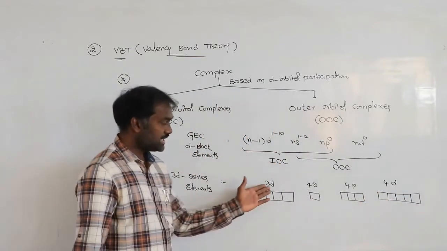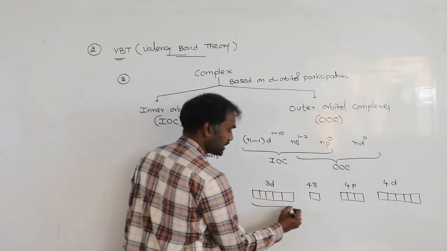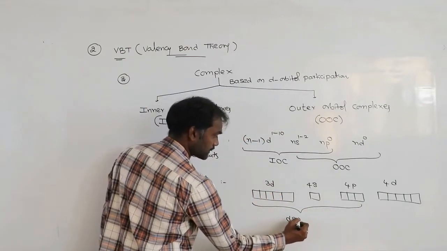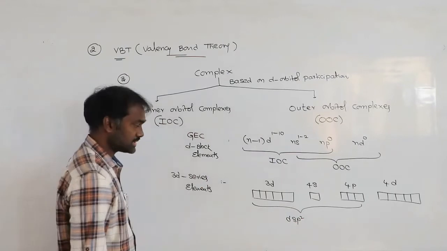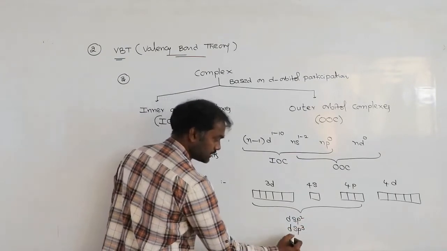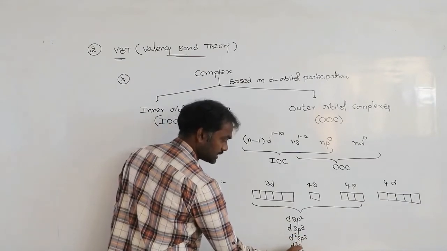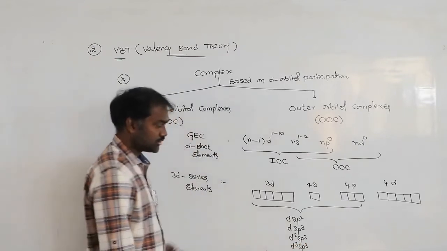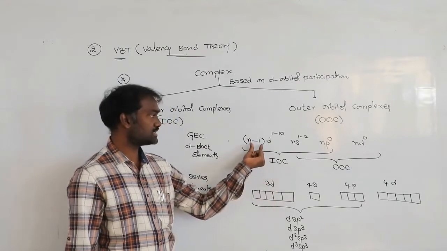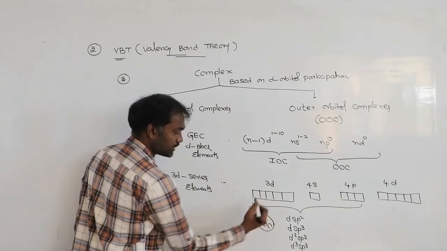Suppose a 3D orbital is participating, then you call it an inner orbital complex. What are the possibilities? One is d, sp2, which we discussed previously. Next d, sp3; d2, sp3; d3, sp3. In these combinations, when you write d before it, that means a 3D orbital, otherwise the (n-1) d orbital. These are called inner orbital complexes.